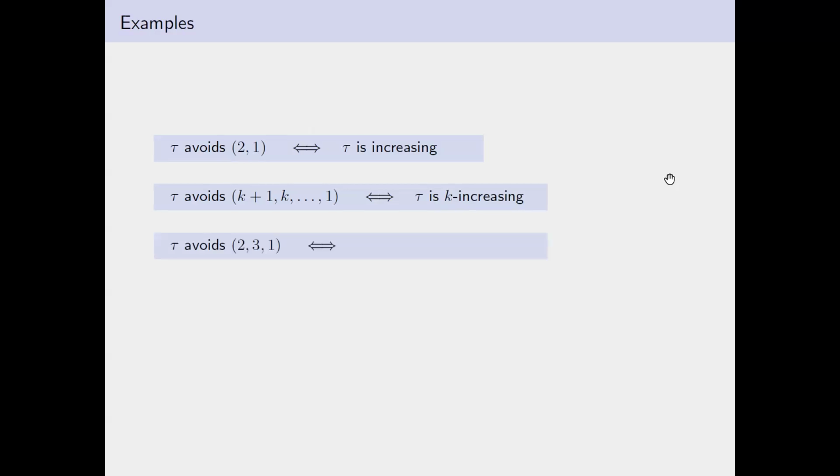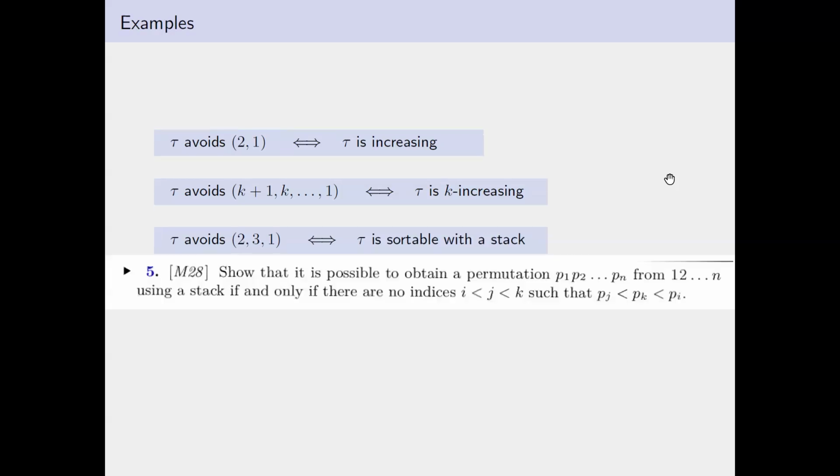Avoiding 2, 3, 1 is a famous one. This means that the permutation is stack sortable. So in some sense, this was the original question. Knuth introduced this concept of pattern avoidance, and this was in the early edition of The Art of Computer Programming. This was an exercise that showed that you can sort the permutation by a stack if and only if, in modern language, it avoids 2, 3, 1, right? So you have no i, j, k such that blah, blah, blah.